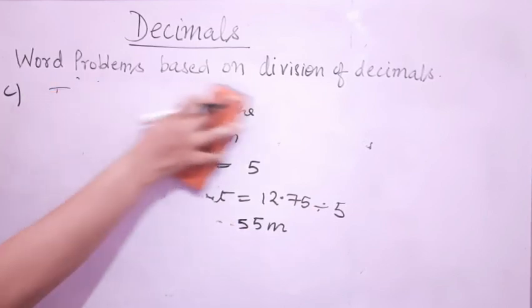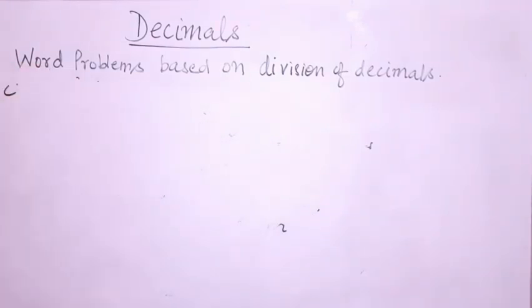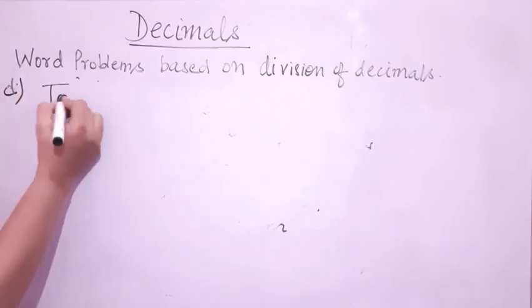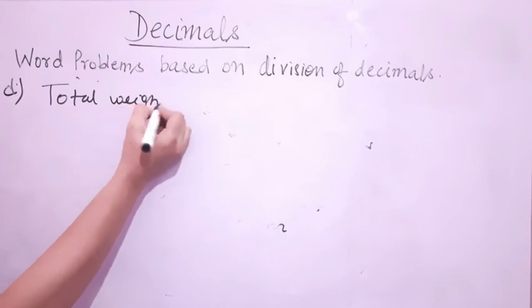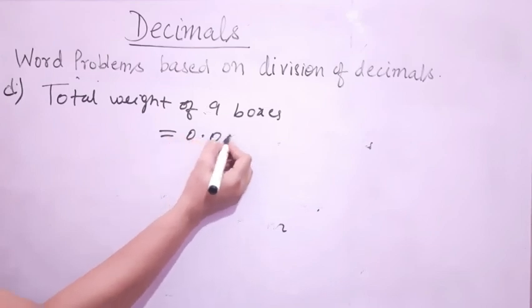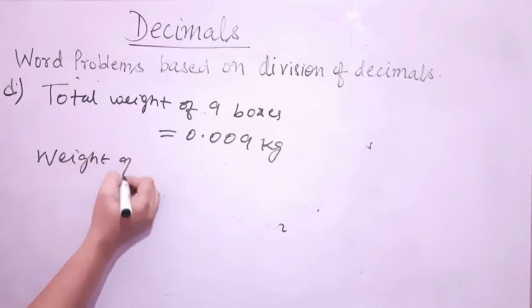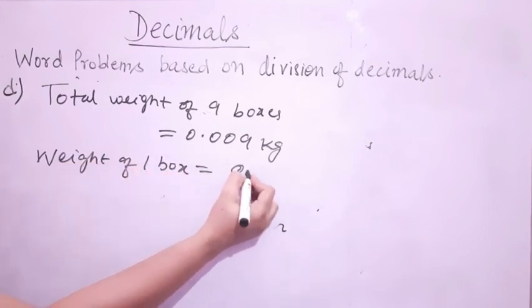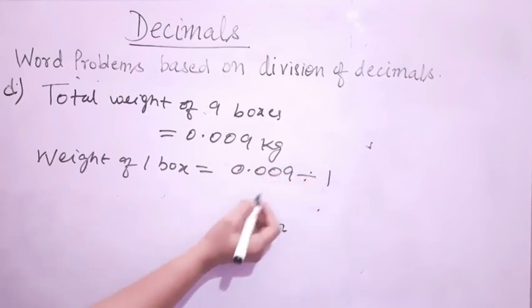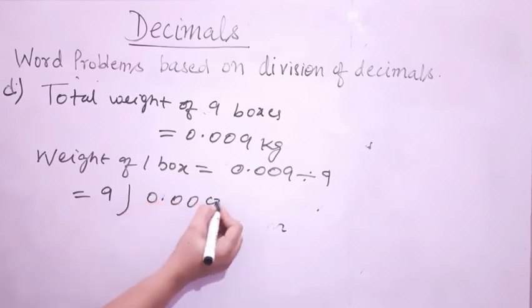So here also weight of 9 boxes is given to you. You have to find out for one box. That means you have to obtain less value. To obtain less value, what do we do? Divide. So what is the first statement, students? The first statement will be total weight of 9 boxes, which is 0.009 kg. Now we have to find out the weight of one box. So what is the weight of one box, students? For that, 0.009 has to be divided by 9.